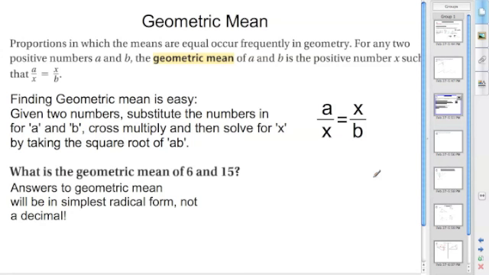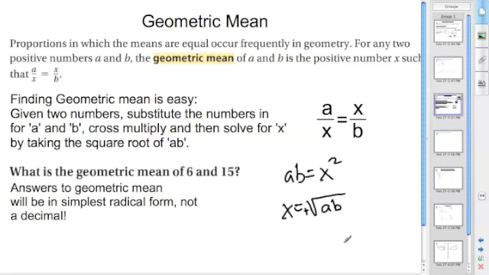Proportions in which the means are equal occur frequently in geometry. So for any two positive numbers a and b, the geometric mean of a and b is the positive number x, such that a over x equals x over b. It's easy to find geometric mean. It's just cross multiply and use your square root property. So basically you have ab equals x squared, x equals the square root of ab. And we take the positive side because we're talking about geometry. We won't take negative because we won't have negative distance.